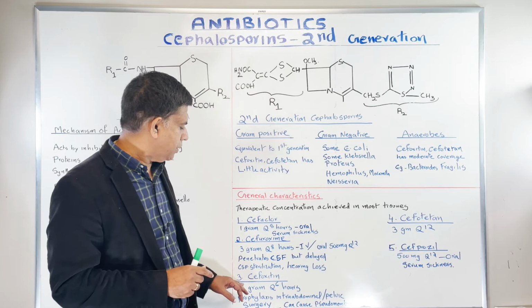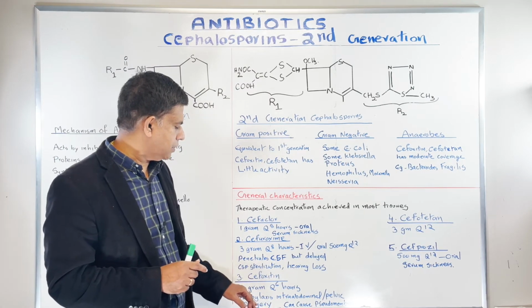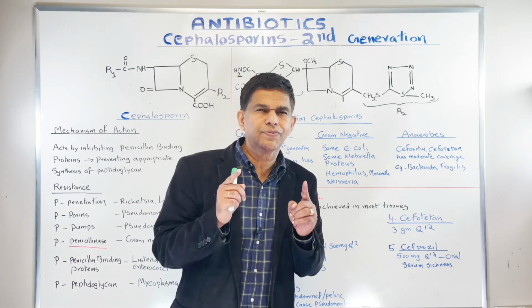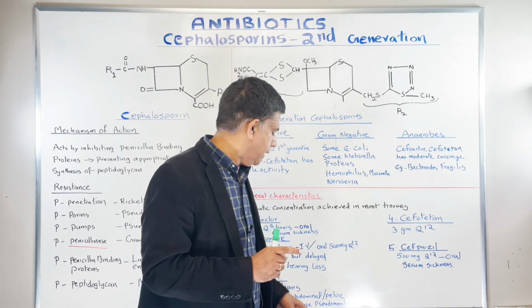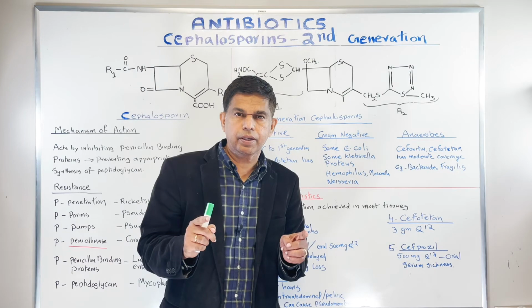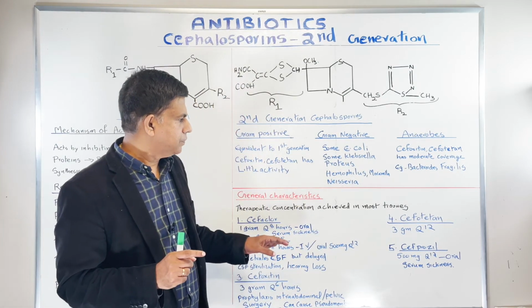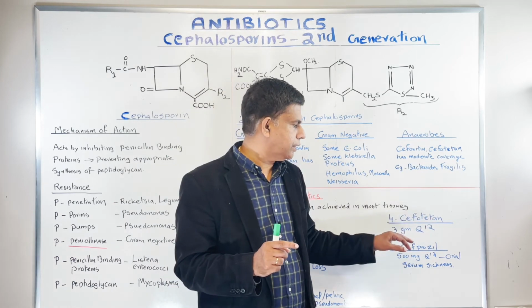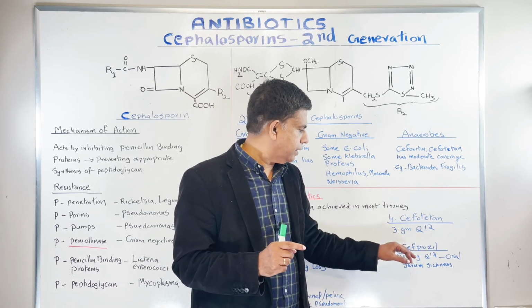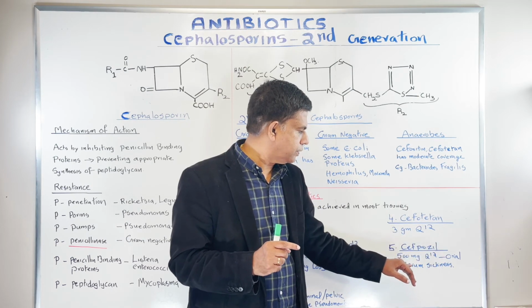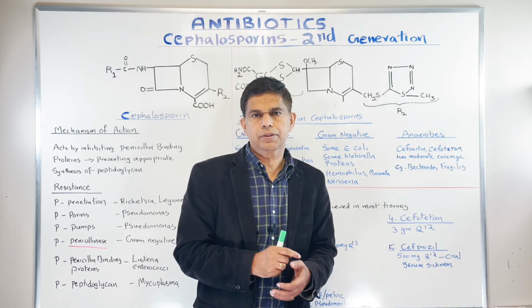And then we talk about cefoxitin, 3 grams every 6 hours. This is important because for intra-abdominal and pelvic surgeries, we use it as prophylaxis. And it can cause pseudomembranous colitis. Okay. Now, the next drug is cefotetan, 3 grams every 12 hours. And the next one, cefprozil, 500 milligrams oral every 12 hours, and it can cause a serum sickness-like reaction.